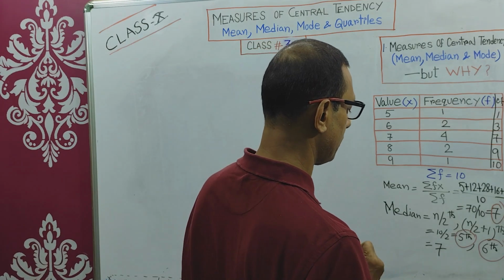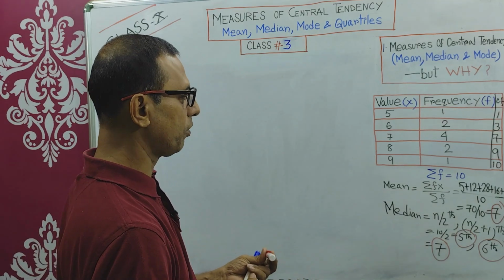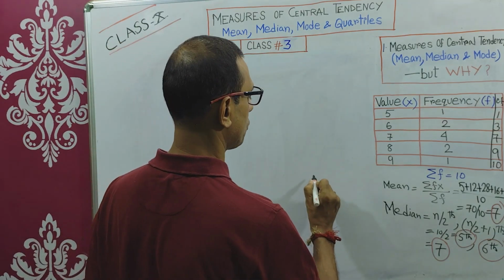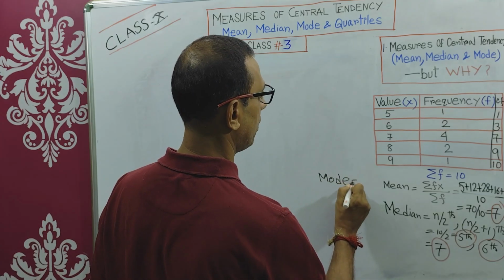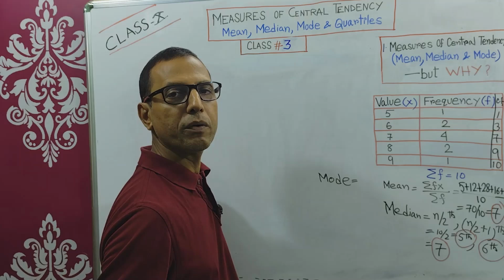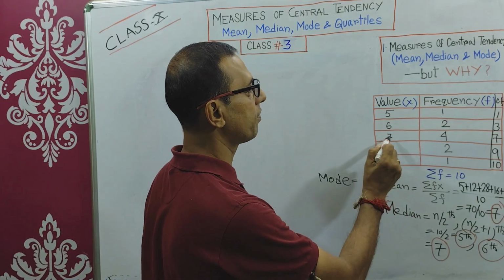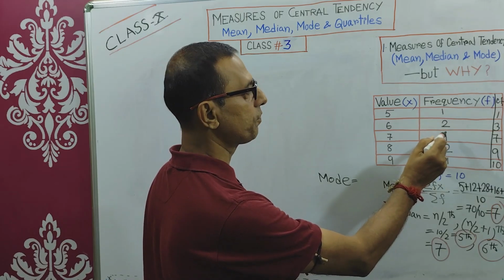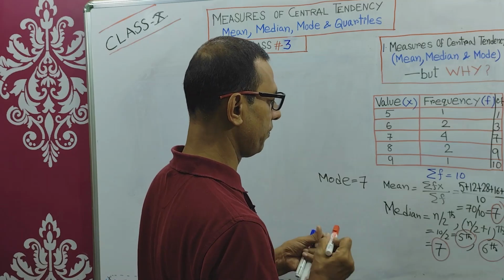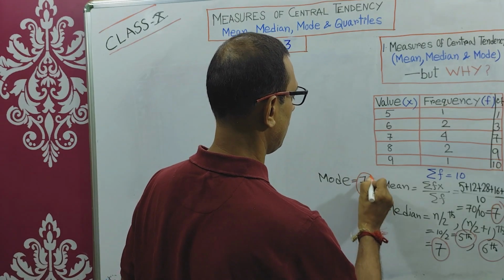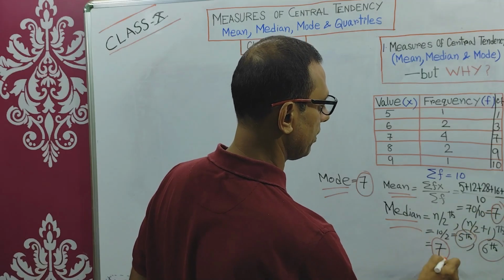Now what will you calculate? You will calculate the mode also. So what is the mode? Mode is nothing but the value which has the highest frequency, or the highest number of occurrences. 7 has the frequency 4, which means the mode will be 7. So now you have already found the mean, median and mode. Mode is 7, mean is 7, median is 7.